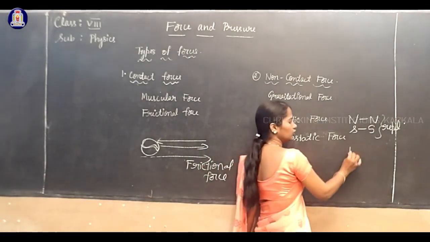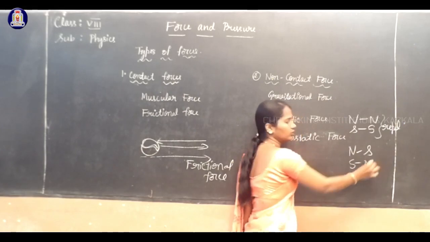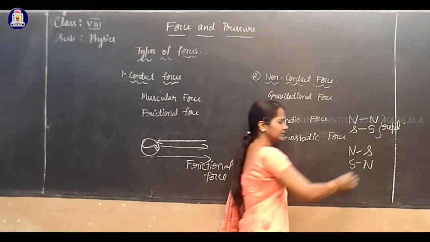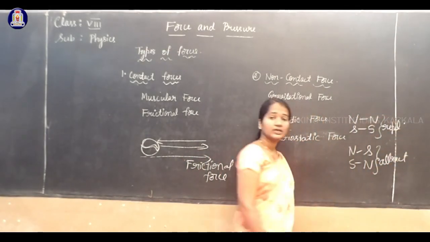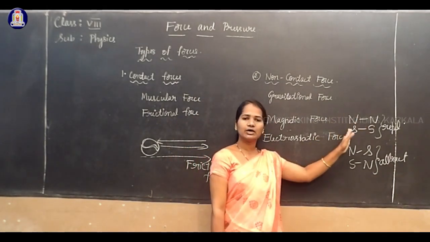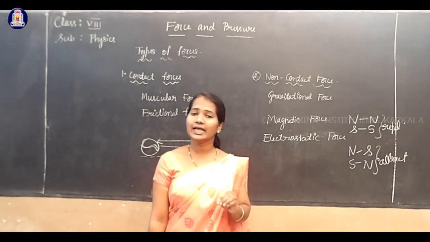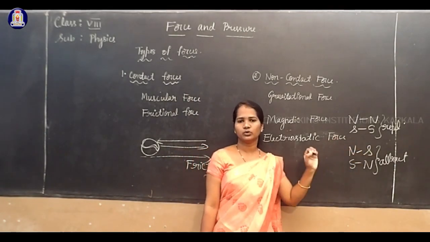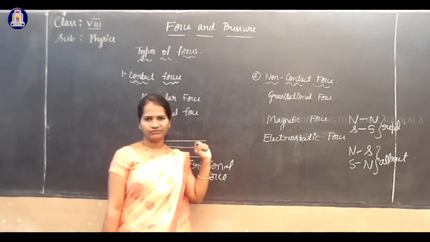But if you bring north pole and south pole, or south pole and north pole, near to each other, they get attracted. So like poles repel. Like means north-north, south-south. Like poles repel each other. But unlike poles, south pole and north pole, or north pole and south pole, attract each other. This is also a non-contact force.